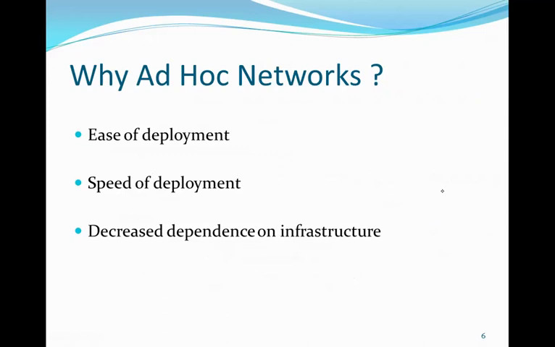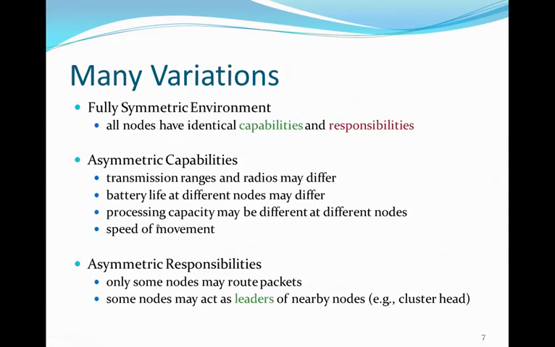Why do we prefer these ad hoc networks? The first important thing is that they are easy to deploy, and similarly, the speed of deployment is higher as compared to some infrastructure. Similarly, there is no dependency on infrastructure, therefore the deployment is much easier. And another important thing is the cost, which can be considered one of the most important parameters. The cost is lower, so therefore it is considered one of the best options for emergency network deployment.